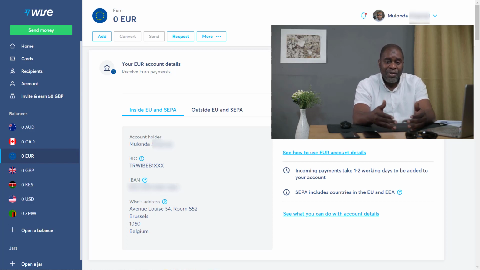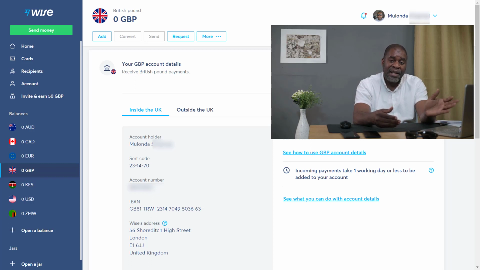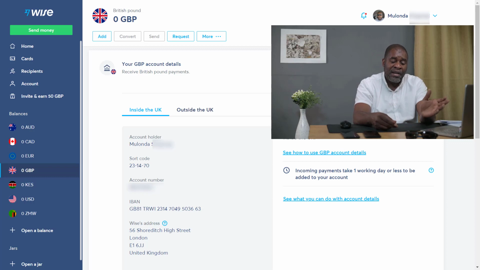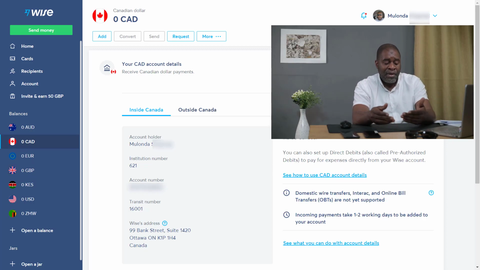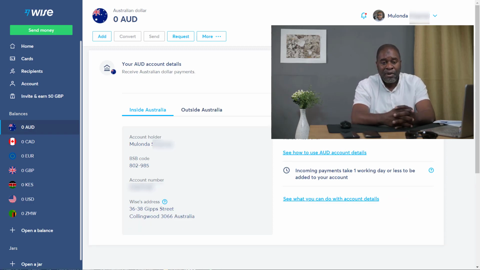So if someone in the US wants to donate to you via bank transfer, they can donate to your US bank account in Wise. If they're in Canada, they can donate to your Canadian dollar bank account in Canada. If they're in Europe, they can donate to your SEPA bank account in Belgium. If they're in Australia, they can donate to your Australian dollar bank account in Australia. So there are all these multiple options of bank accounts that can be used to donate if you're using Wise.